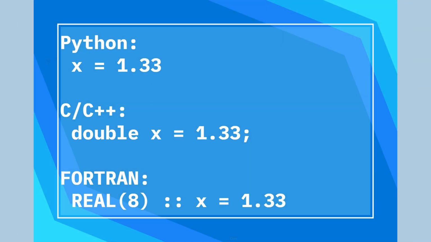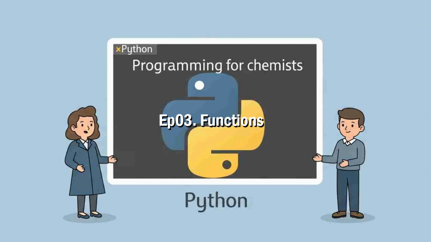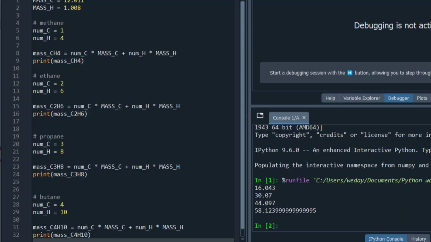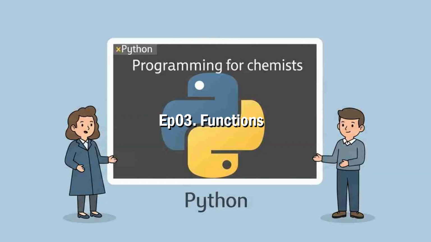The tiny rounding issue in butane is from floating point precision. Python floats behave like C, C++ double, Fortran real 8 or real 64, etc. with around 15 to 17 digits of accuracy. But the bigger problem is this. This code is repetitive and hard to maintain. Time to fix that.